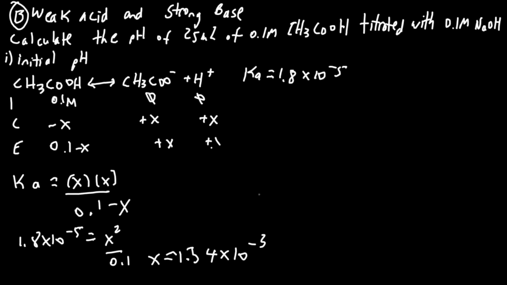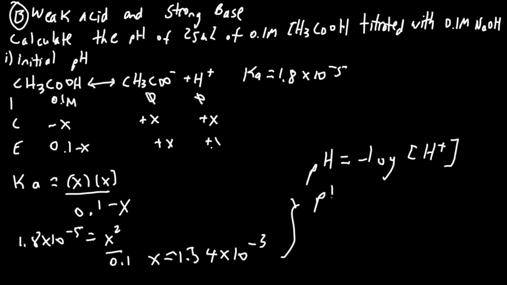And what we're going to do is plug this into our pH equation. So pH equals negative log of H plus. Plugging this in, you're going to get a pH of 2.87.